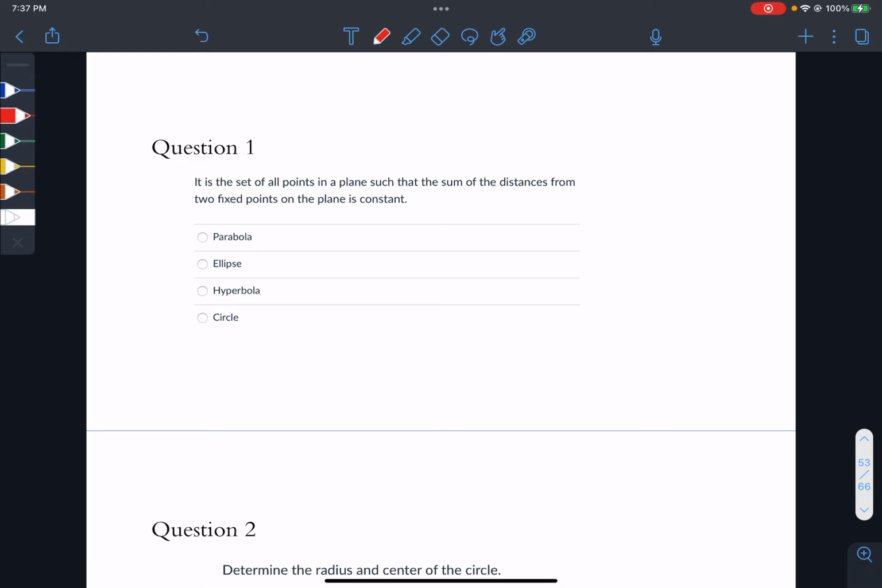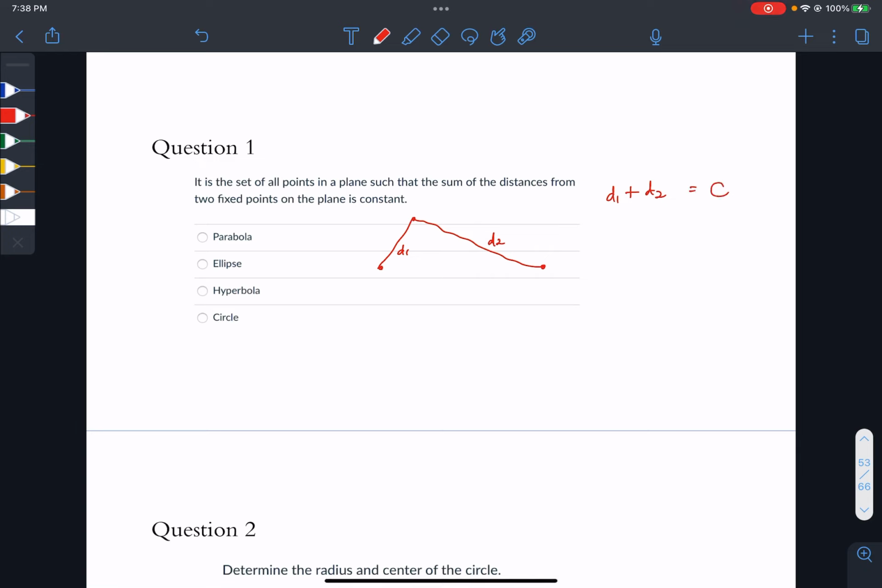So let's answer the following. It is the set of all points in a plane such that the sum of the distances from two fixed points on the plane is constant. Okay. So if there are 2 points, and then we have another point, so this distance, d1, and then we have another one which is d2. So pag pinag-add ko daw yon, d1 plus d2, the answer will be constant.